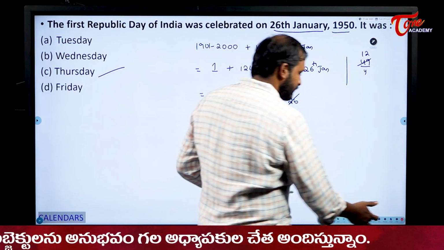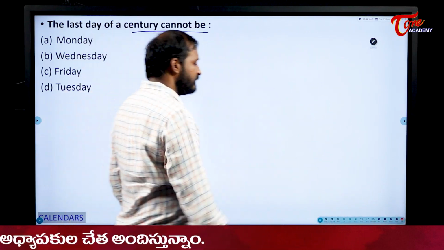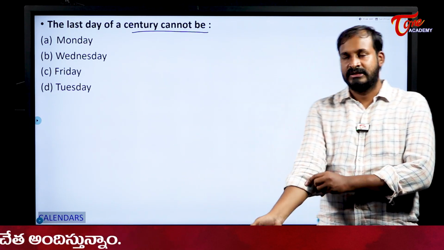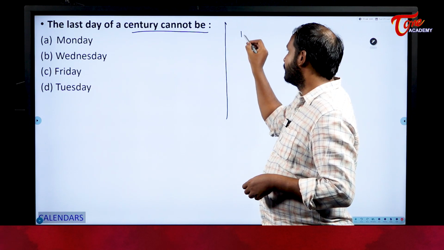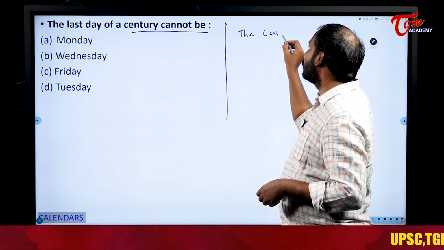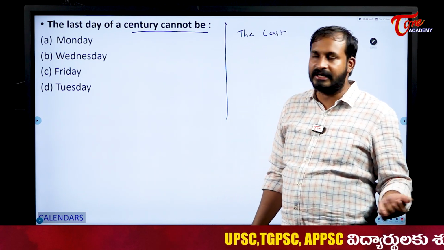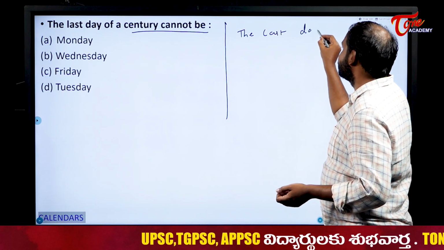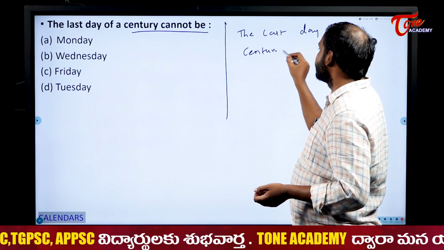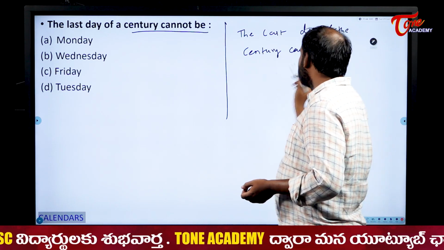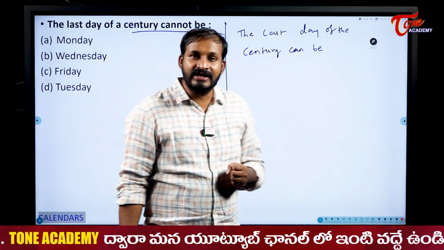Okay? Right. Next one. The last day of the century cannot be. This is very, very important, students. See, the last day of the century can be. Actually, if you know what should be the last day of the century, then obviously the remaining will be the cannot be, right? The last day of the century can be. See here, students, here we should apply our basic knowledge. What are the century codes we have?